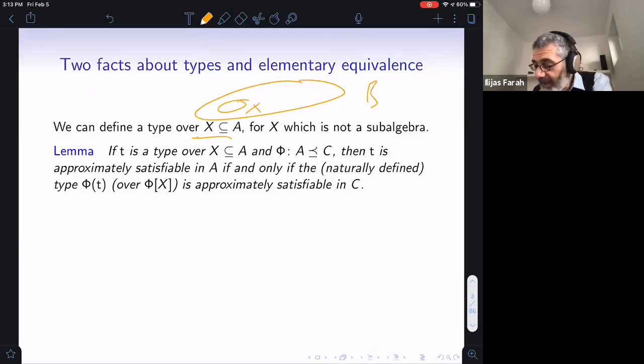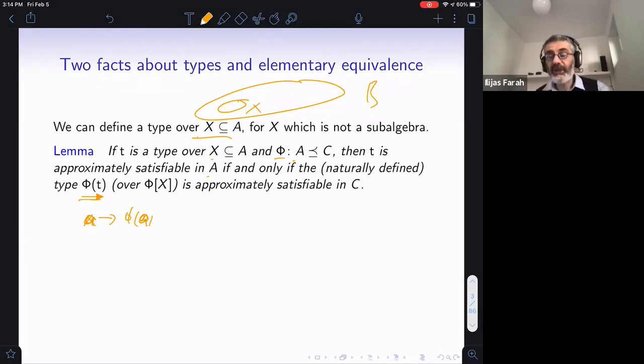Okay, so here's the lemma. If T is a type over some subset X of A, and we have an elementary embedding phi from A into C, then you can conclude that T is approximately satisfiable in A if and only if the following type, phi of T. So what is phi of T? Well, you see formulas, conditions in T have references to elements of X. We just apply phi to them and replace every X with phi of X in each of these formulas. Okay, I shouldn't be saying X. Let me say A, because when I say X, it looks like a variable. I'm not talking about variables. I'm talking about A, about constants. So just replace them and you have this type phi of T.